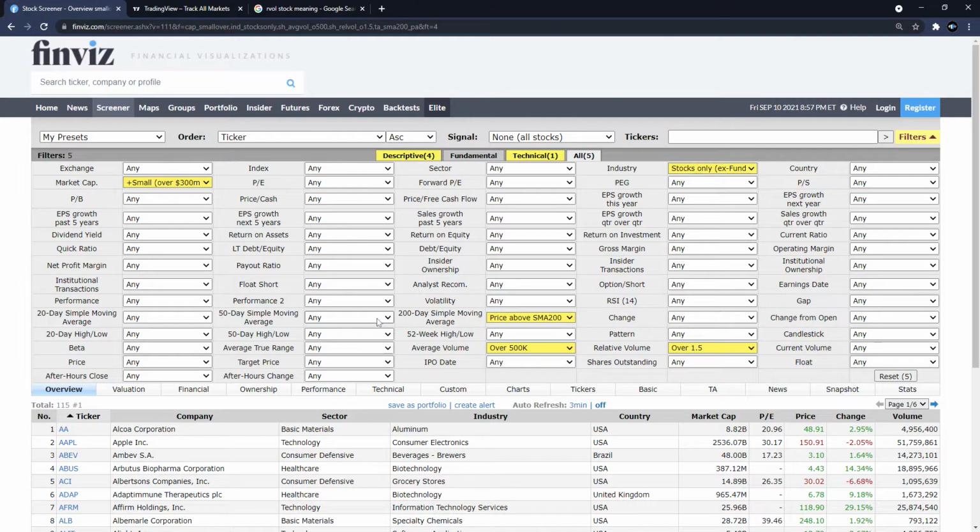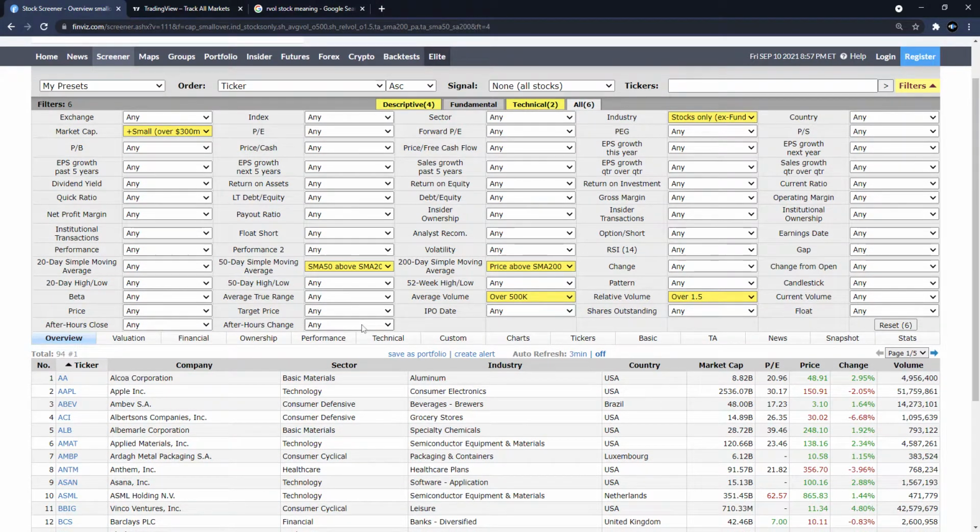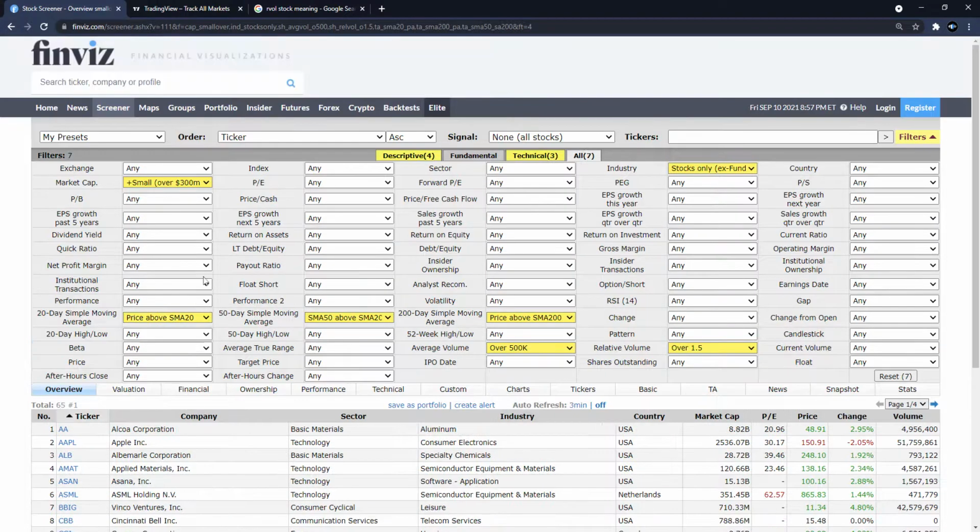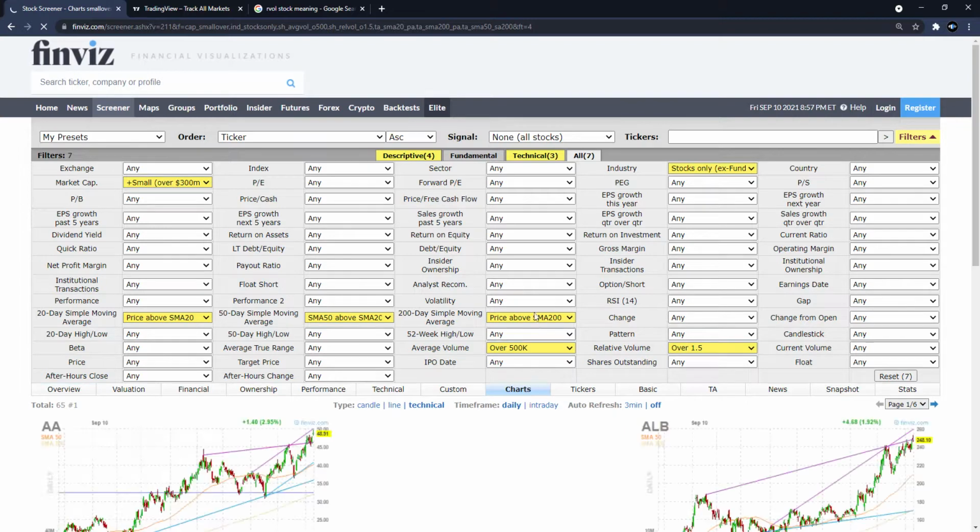The next thing that we're going to be filtering is the 50-day simple moving average. What we want with it is for the SMA 50 to be above the SMA 200. So just like that. And the last thing we're going to be looking to see is the price to be above the SMA 20. Okay, so just like that. And right now we're left with 65 potential stocks that can explode.